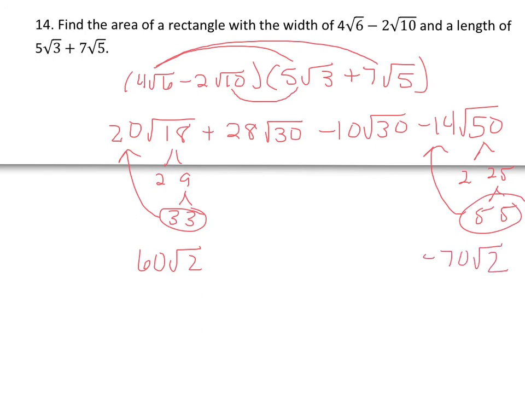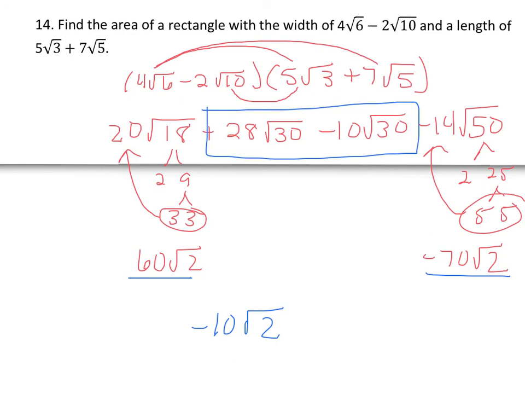So now that these guys are the same, I can go ahead and put those together as well. So I'm going to go ahead and put my root 2's together. So I have negative 10 root 2. And I'm going to go ahead and put my root 30's together and get plus 18 root 30. And we are going to label, in this case nothing was talked about as far as units, so we're just going to put units squared.